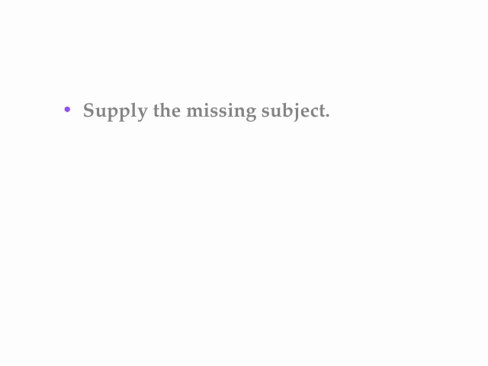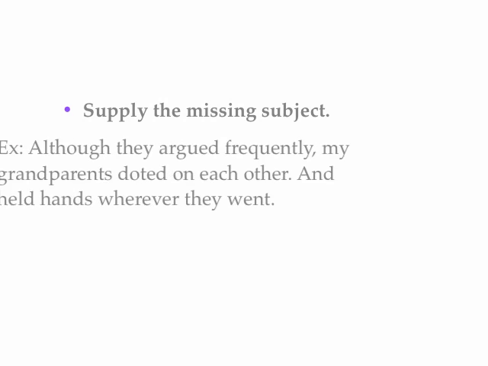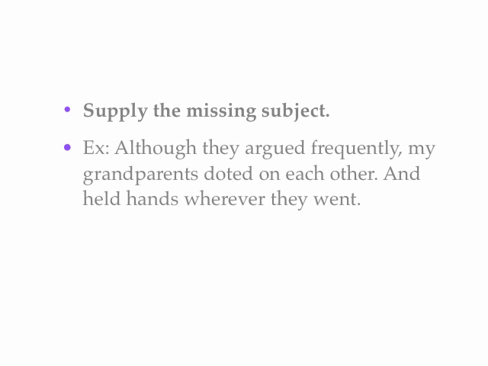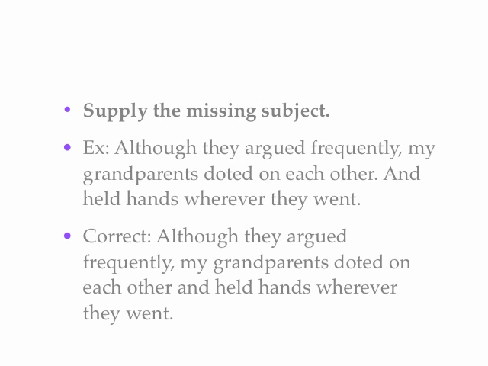You can also supply the missing subject. Example, although they argued frequently, my grandparents doted on each other and held hands wherever they went. The phrase "and held hands wherever they went" is a fragment. Correct it by saying, although they argued frequently, my grandparents doted on each other and held hands wherever they went, and thereby you've made it one sentence.